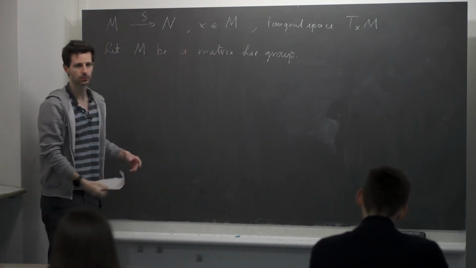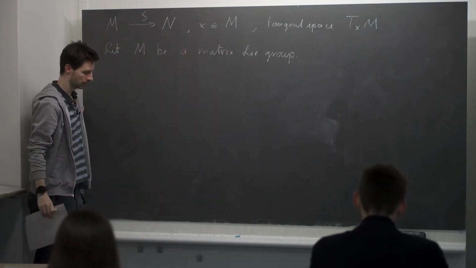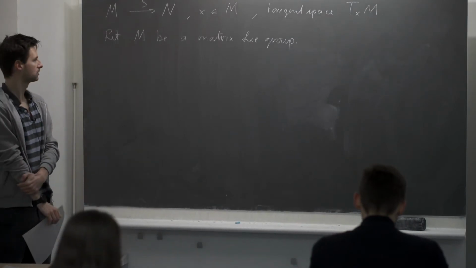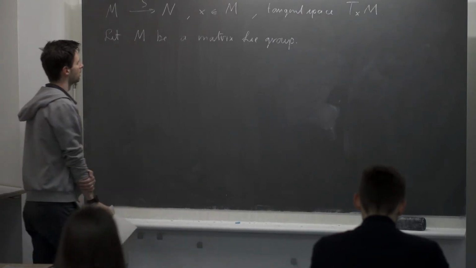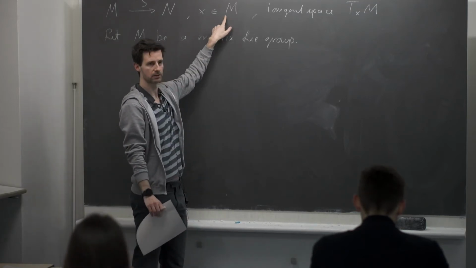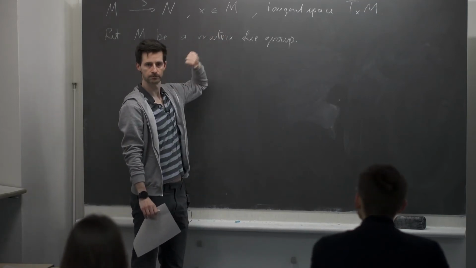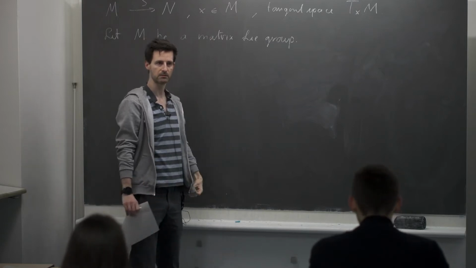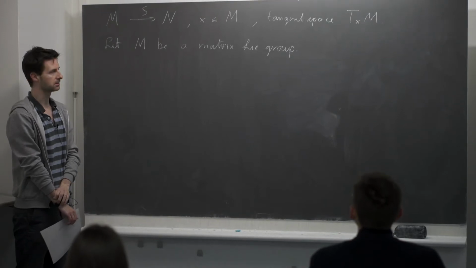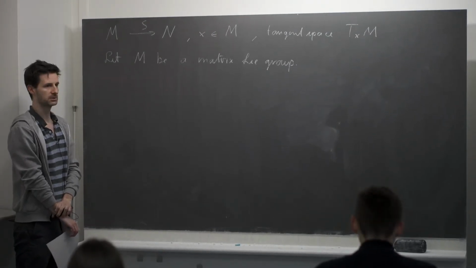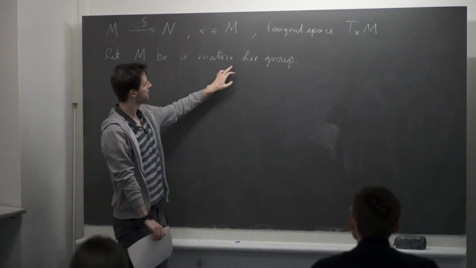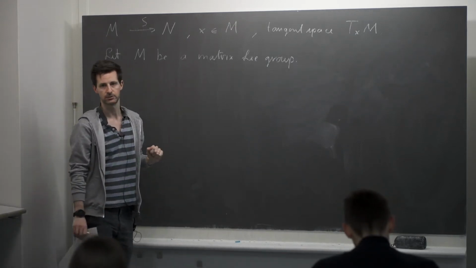I will not write down on the board what a matrix Lie group means. I think you all know what a Lie group is. If you don't, it's very easy. A Lie group is a smooth manifold, like this one, which is a group. The points on the manifold form a group, and the group operations, in other words, multiplication and inversion, have to be smooth maps. And a matrix Lie group means that this is a group of matrices.